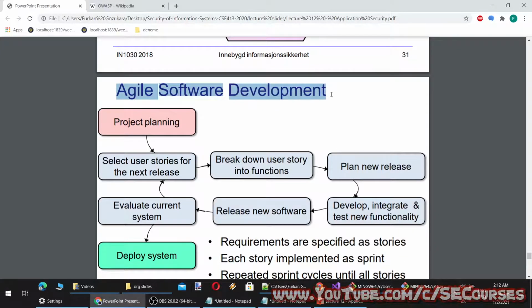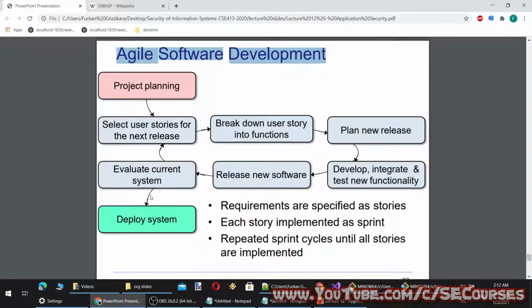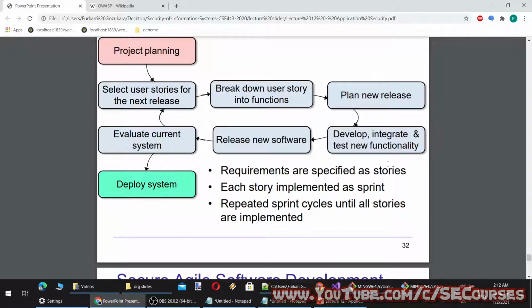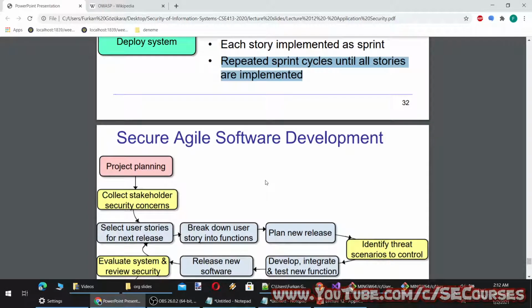Agile software development. We are seeing this in the software engineering course, so you can also watch our software engineering course videos as well. It is extremely useful in your professional life. Project planning, select user stories for the next release, break down user story into functions, plan new release, develop, integrate, and test new functionality, release new software, evaluate current system, deploy system. Requirements are specified as stories, each story implemented as a sprint, repeated sprint cycles until all stories are implemented.